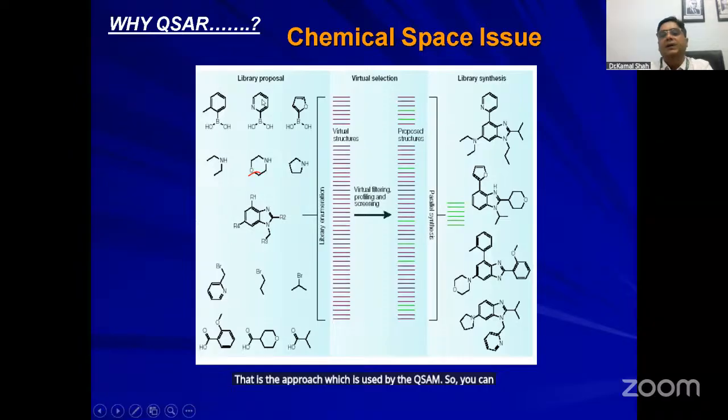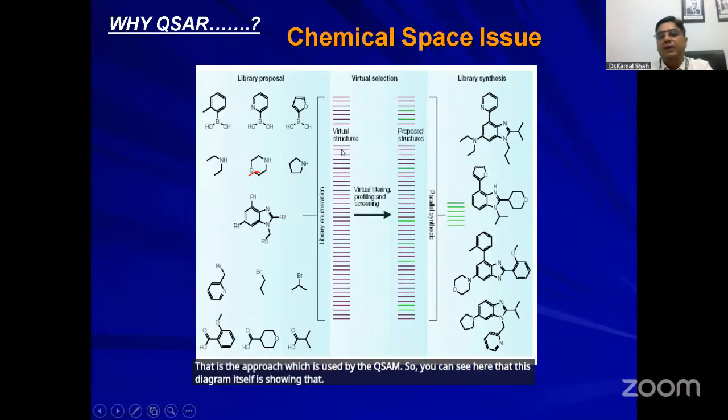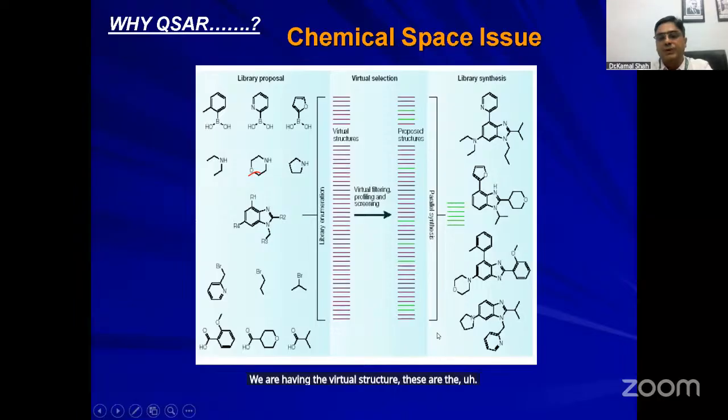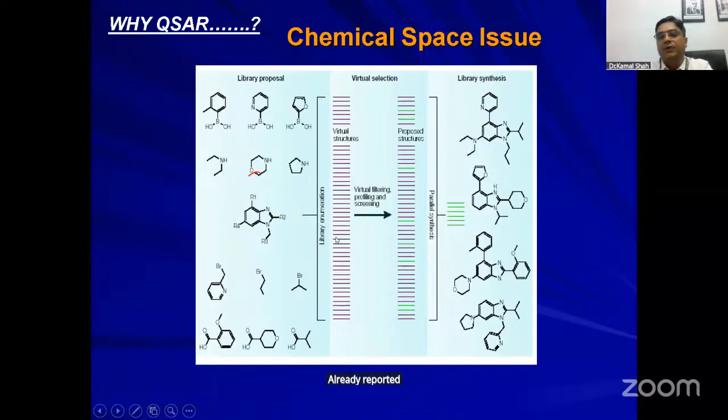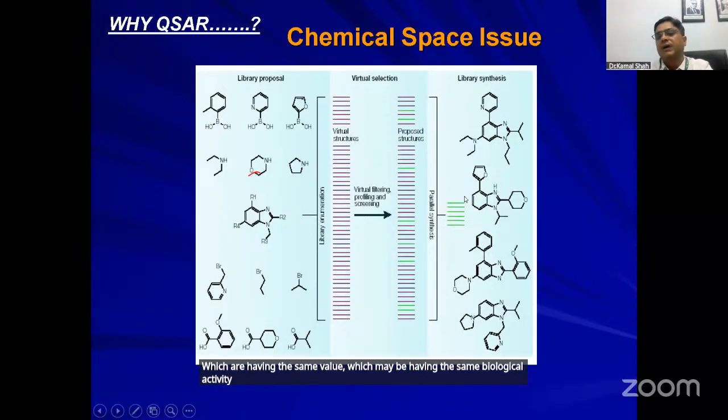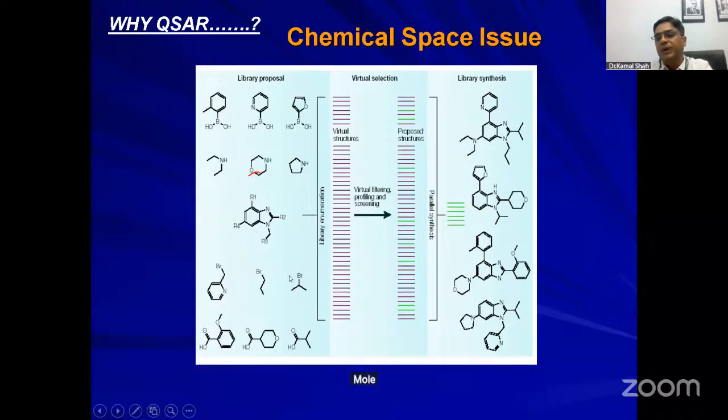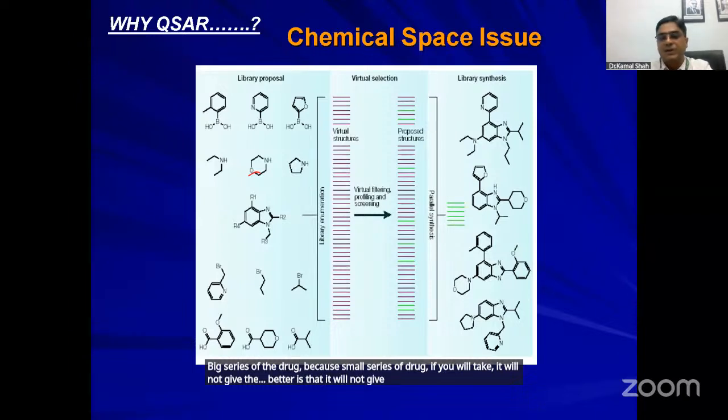You can see here that this diagram itself shows that we have the virtual structures. These are the proposed structures of any compound, and this is the library of compounds. The library in QSAR is nothing but the known compounds, which are already reported, and their biological activity is reported. Through that, we design drugs which may have the same biological activity, but they are designed on the basis of the existing molecule. But we have a limitation with QSAR: we require a big series of drugs, because if you take a small series of drugs, it will not give a better or precise result.